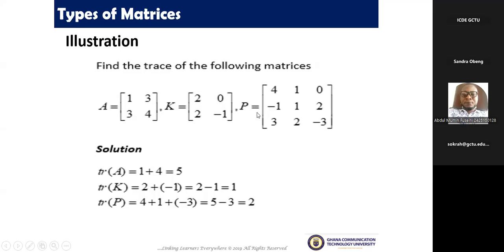If you take the last one, P, this is the leading diagonal. So the trace of P will be 4 plus 1 plus negative 3. And that will give you what? Positive 2. Please, any question on this?